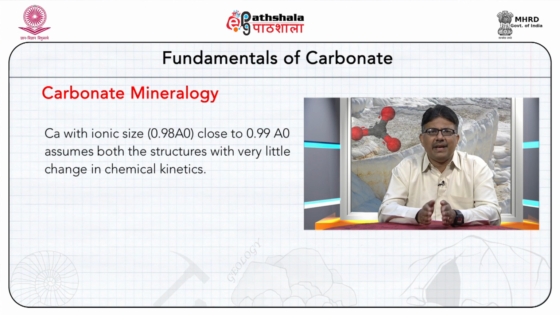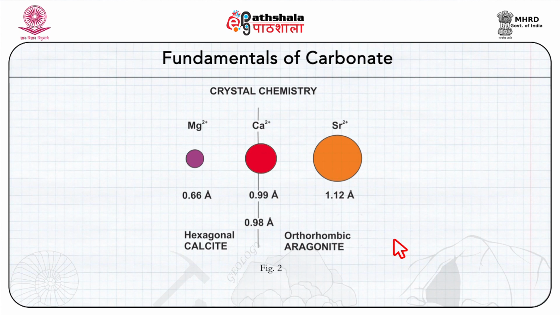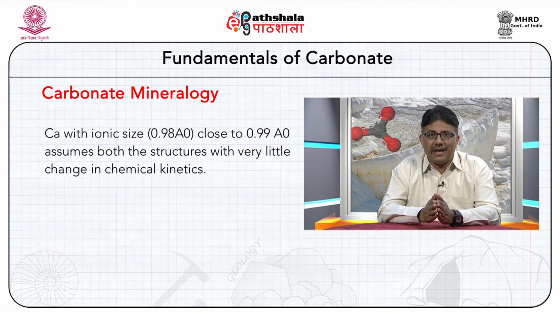Although thermodynamically calcite is the most stable phase, that is expected to be precipitated both in sea water and fresh water, we get aragonite as the most common calcium carbonate phase in the modern carbonate sediments. Now, the figure also shows the ionic radius of cations hosted in the carbonate minerals. The cations with less than 0.99 angstrom ionic radius enter the hexagonal structure, whereas those with ionic radius more than 0.99 go to the orthorhombic structure. Calcium, as I said earlier, with 0.98 angstrom ionic radius can assume both the structures.